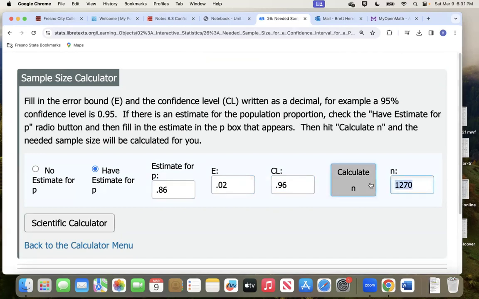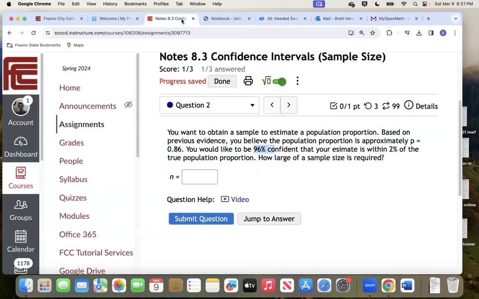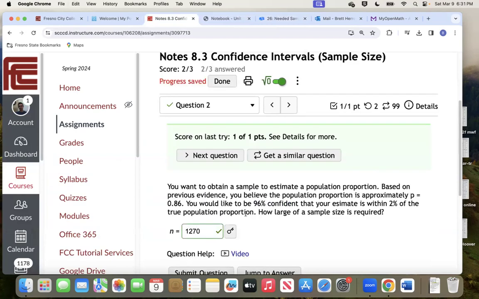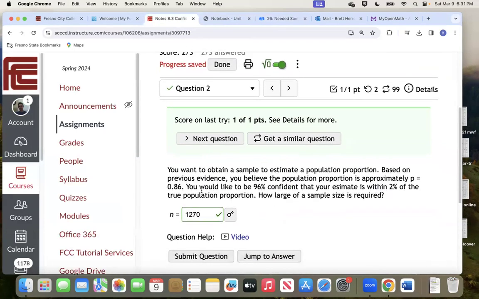So we have to survey 1,270 patients if we want to be that sure. That's how many people we have to include in our study. That's right. And that way we'll be 96% confident that we're able to estimate what the true percentage will be within 2%, if we give it to 1,270 patients. And so there we go.